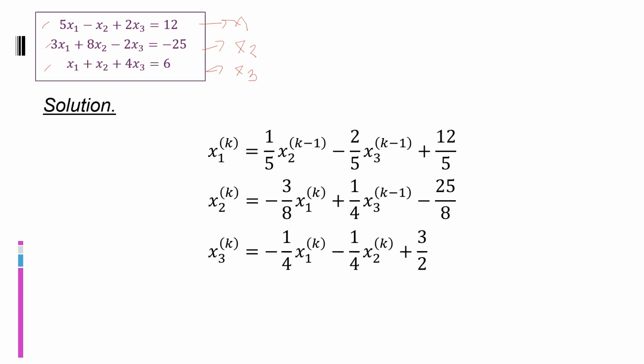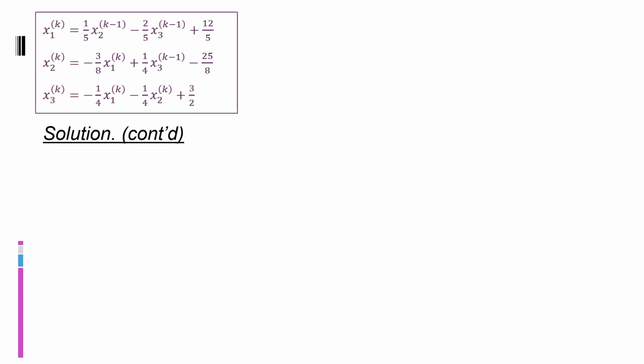Note that yung mga k natin dito, they are not exponents. Okay? Kundi sinasabi lang niya na yung k na yun ang gagamitin natin or yung k minus 1. So since na-change na natin yung equations natin into x sub 1, x sub 2, and x sub 3 equivalents, we start with x of 0 equals 0, 0, 0. So ito yung initial solution natin.